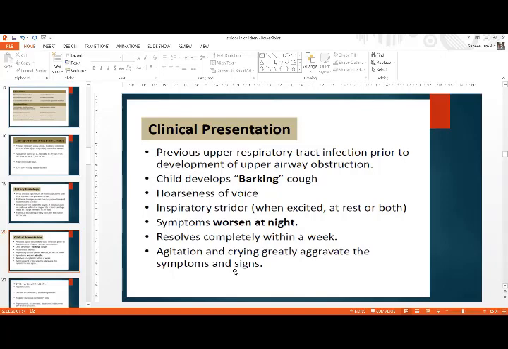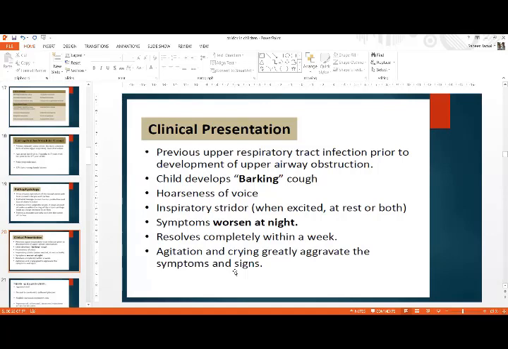The child will develop a barking cough. The mother will typically give you a history of it. She will say that there is a "kong kong" type cough. This is the typical word mostly used by the mothers in our setup. So that will also give you a clue, plus the history of a preceding upper respiratory tract infection.